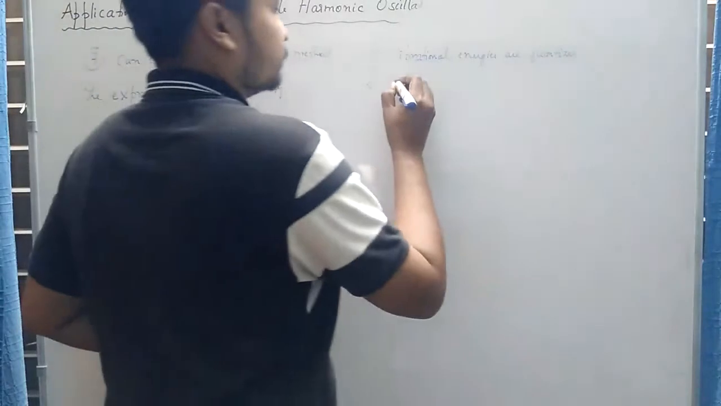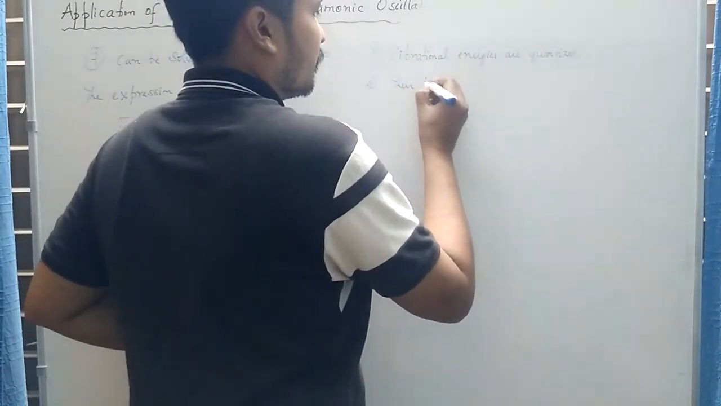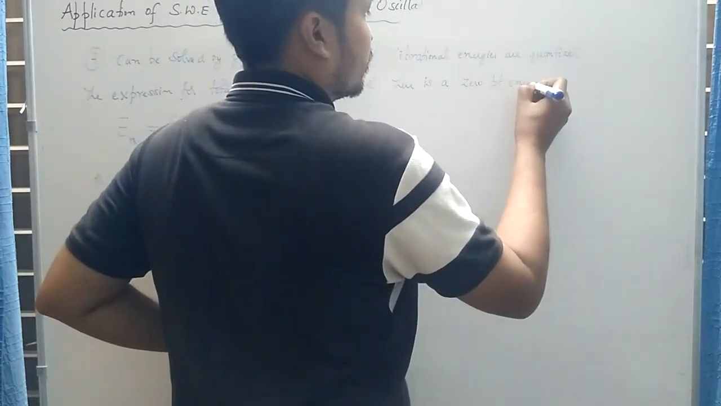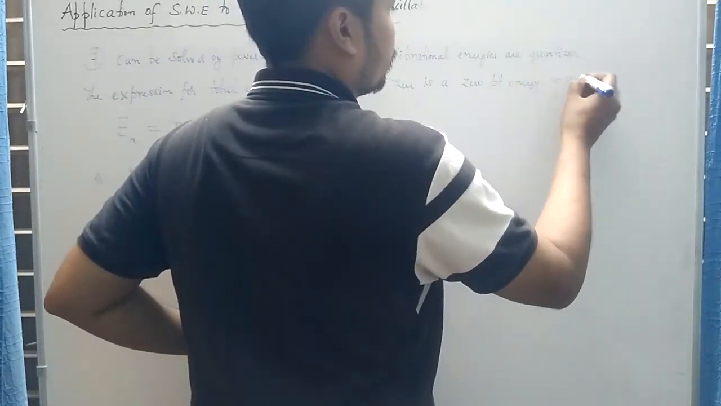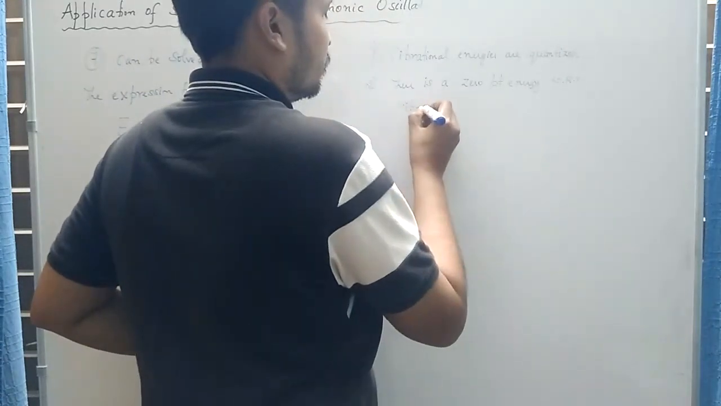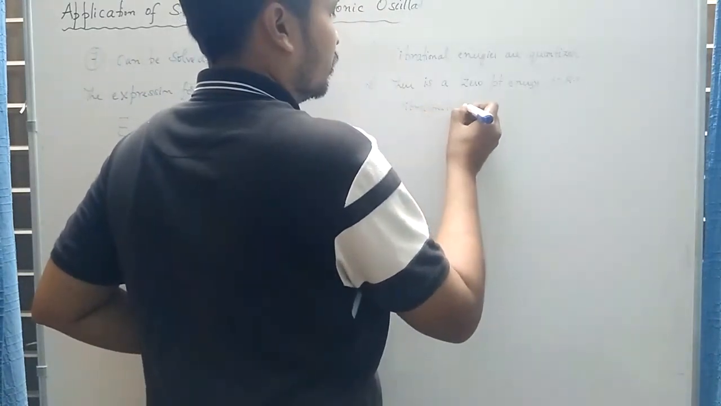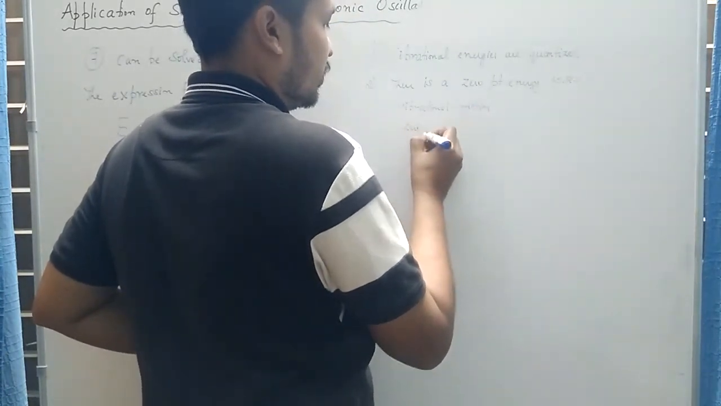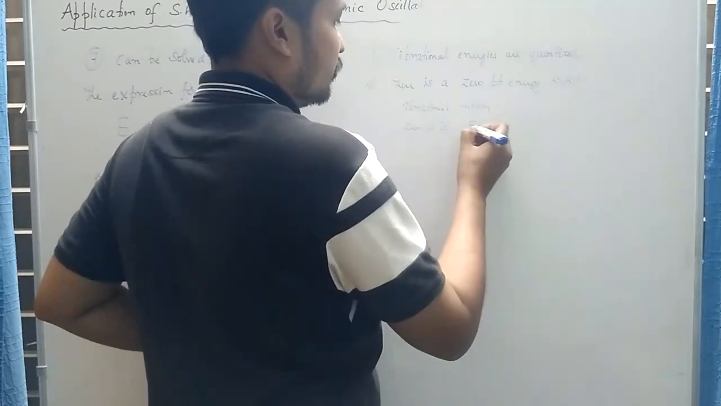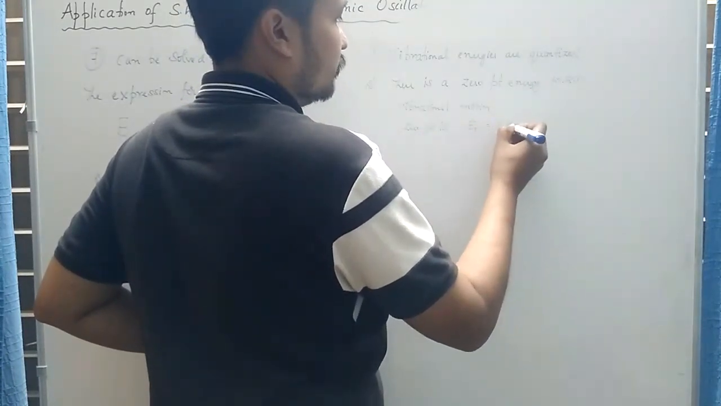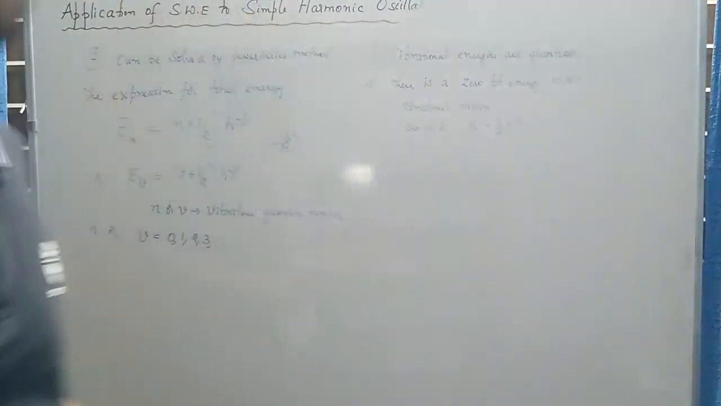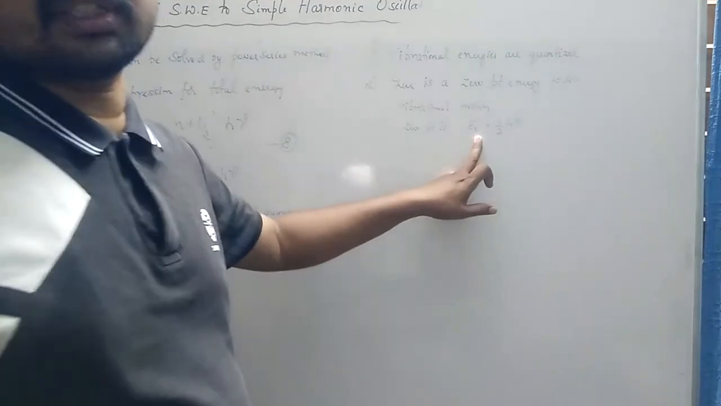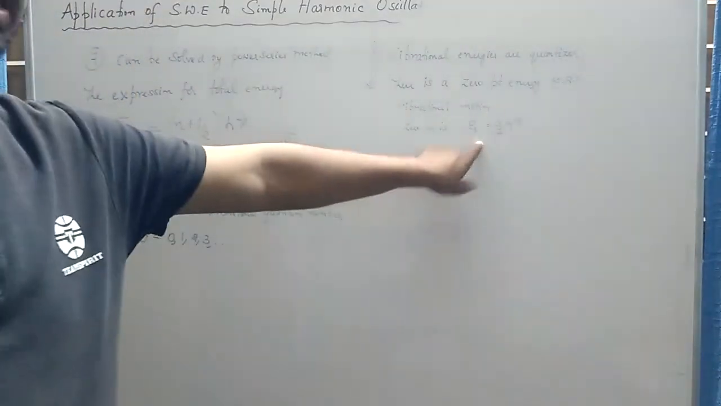So there is a zero-point energy with respect to vibrational motion, and the zero-point energy E0 is equal to half into h nu. So the lowest non-zero energy, which is called the zero-point energy for a simple harmonic oscillator, is given by half into h nu. What is the meaning of this?